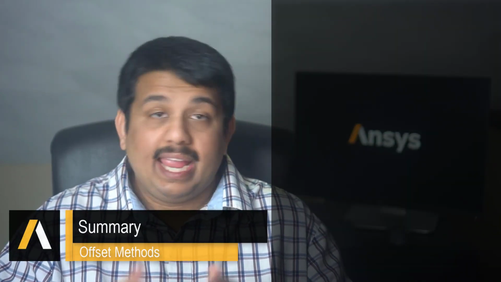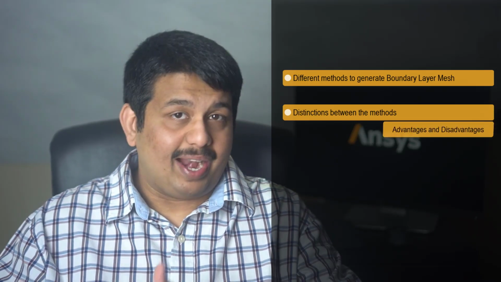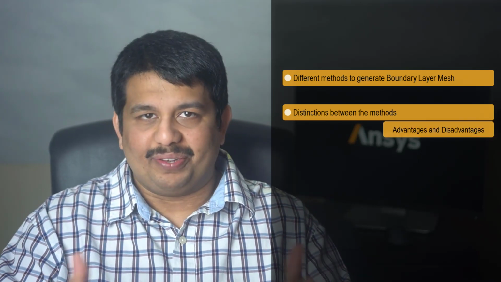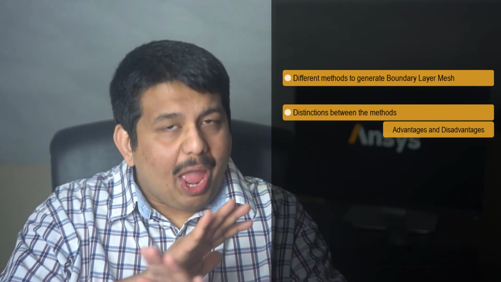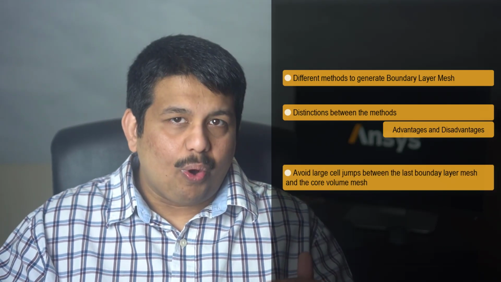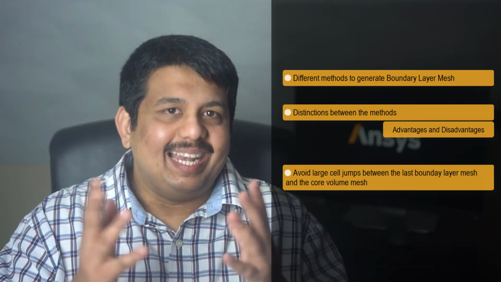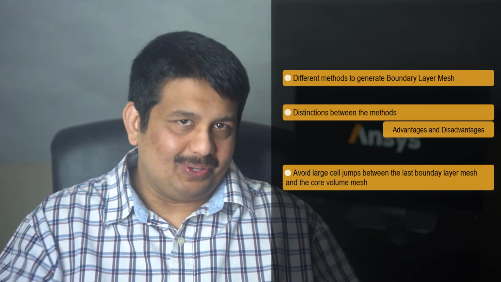Let's summarize. In this lesson, we discussed four different offset methods available for creating the boundary layer mesh when using the Ansys Fluent Meshing Watertight Geometry Workflow. We discussed some of the nuances of these methods while shedding light on the advantages and disadvantages of each of these methods. It is generally considered a best practice to avoid large cell jumps between the last boundary layer mesh and the core volume mesh, which consequently determines the choice of the offset method. That brings us to the end of this lesson.